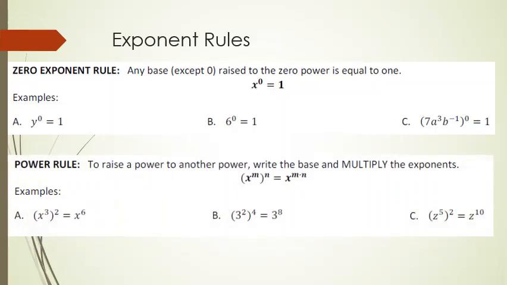The power rule says that if I have an exponent raised to another exponent, we multiply the exponents. So if you envision this with me, on example A, where we have 3 cubed squared, that's like having 3 cubed times 3 cubed, which would be 3 plus 3, which is 6. Now instead of going through all of that, all we have to do is 3 times 2 is 6. For part B, we have 3 squared to the 4th. It's just 2 times 4 is 8. And then for part C, we have 5 times 2 is 10, z to the 10.